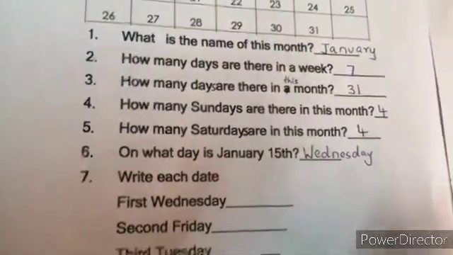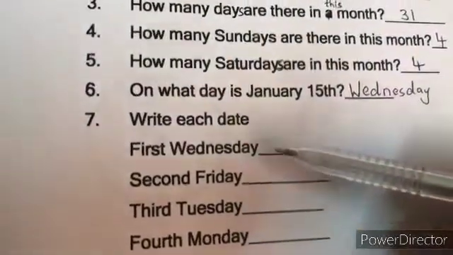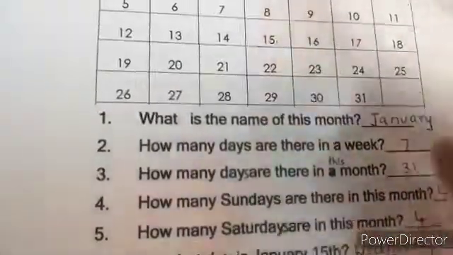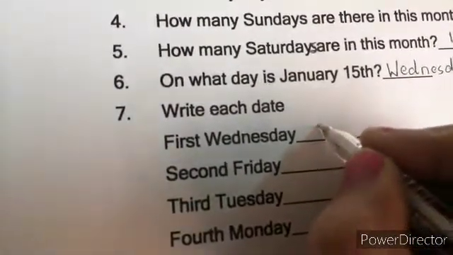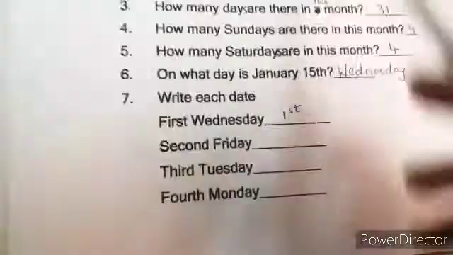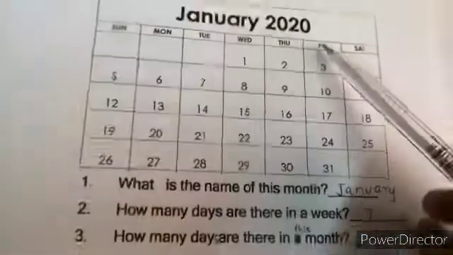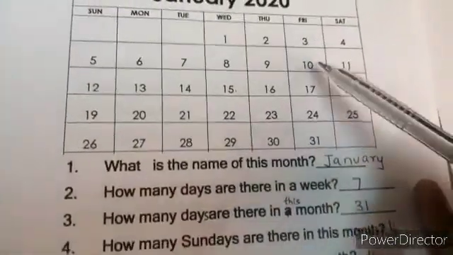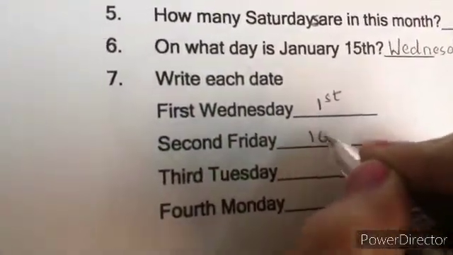Now, write each date. What is the first Wednesday of this month? First, see the Wednesday, where it is starting. It is starting in 1. So the first Wednesday is 1st of January. Second Friday. When is the second Friday? See, Friday is here. And this is first Friday. This is second Friday. Second Friday is 10th.